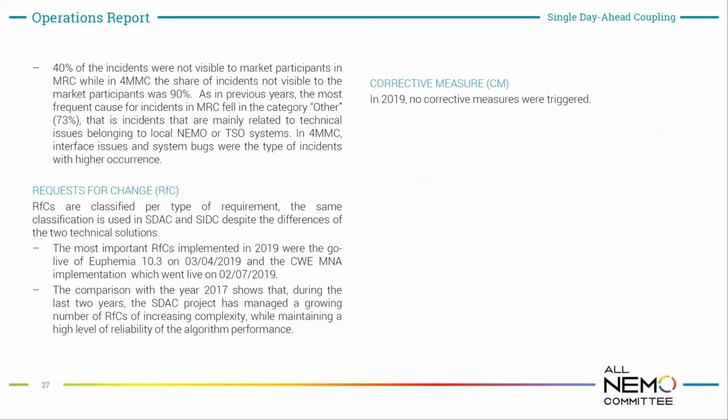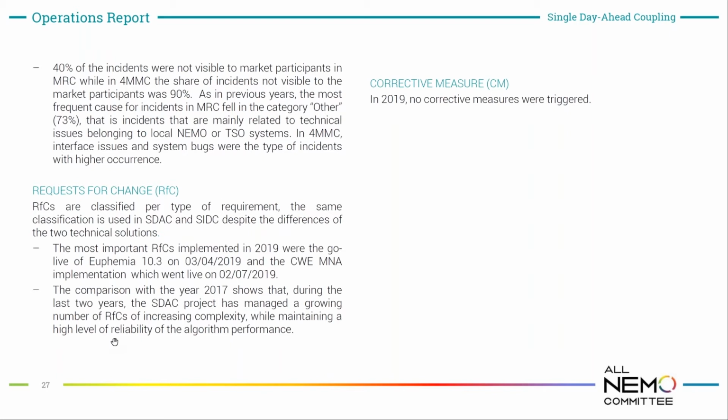Well, 40% of the incidents are not visible to market participants in MRC, and for 4MMC, this rises up to 90%. Regarding the requests for changes, we have classified them by type of requirement. The most important is the FEMIA 10.3 and the CW M&A implementation. It should be known that with respect to 2019, we have seen a growing number of requests for changes that are increasing in complexity. Nevertheless, we have been able to maintain a high level of reliability of the algorithm performance, as we will see later.